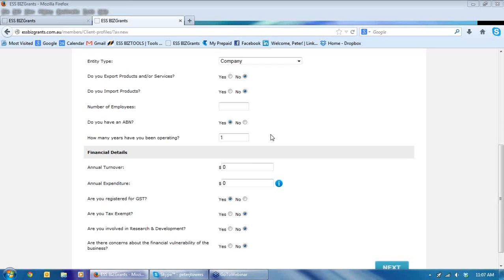But other than those items, I really can't think of any others that are there for startups. Most of them are looking at 3 years. A couple of the territory ones, Northern Territory, are only 2 years in business. Some are 4 years in some of the states.